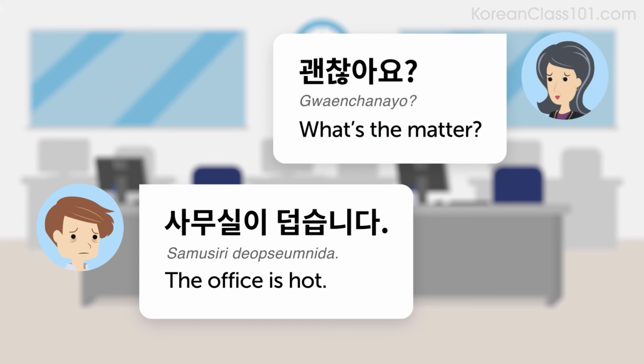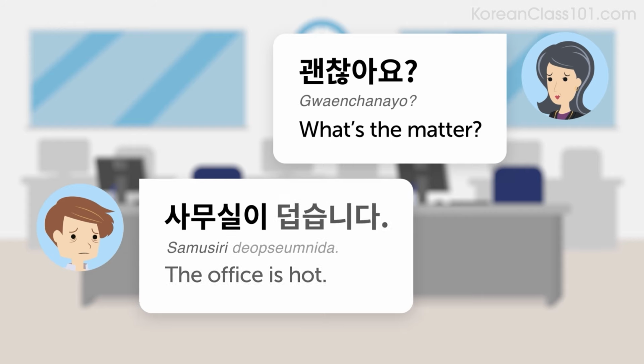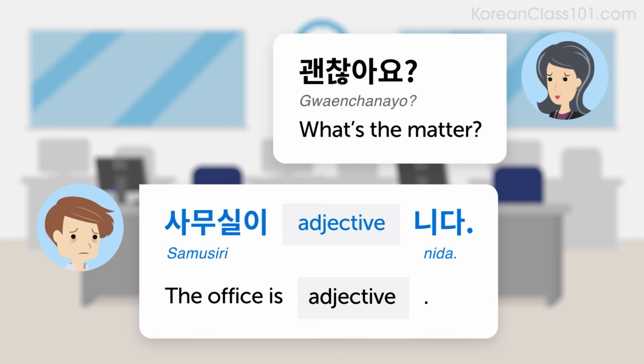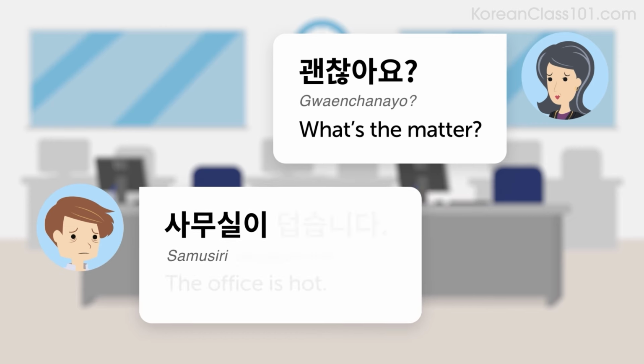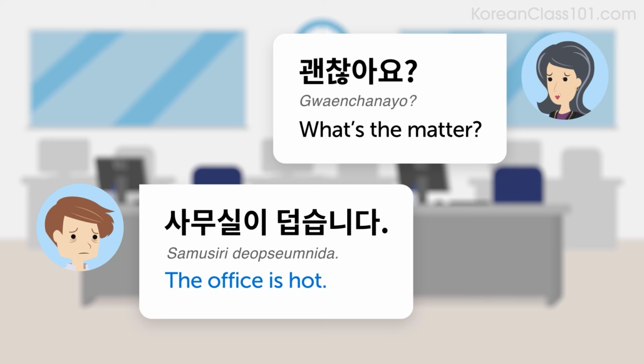Now, how do you answer this question? The pattern is 사무실이 adjective 습니다. This Korean sentence literally translates into, the office adjective is, but it means, the office is adjective in English. For example, the office is hot. 사무실이 덥습니다.